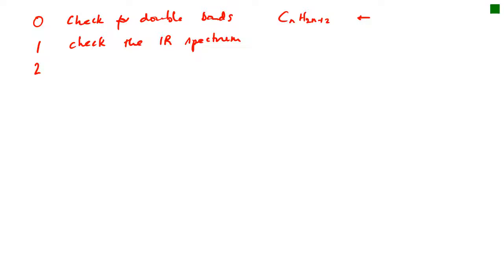Step number 2, let's say we're going to count the peaks of the NMR spectrum. So we're going to count the peaks, and as you know, that's going to tell you the number of environments that your protons are in. Okay, so step number 3, let's call it count or check the integral values.